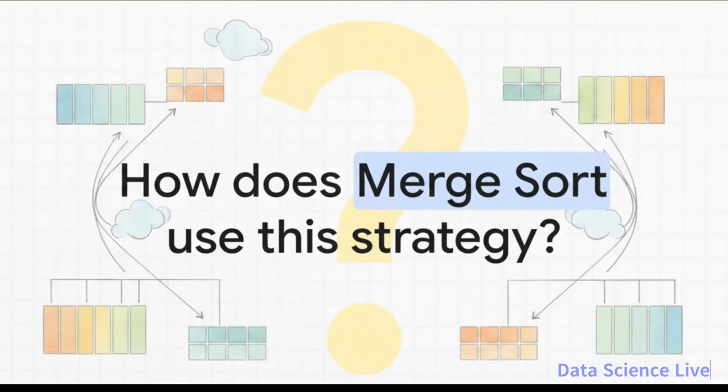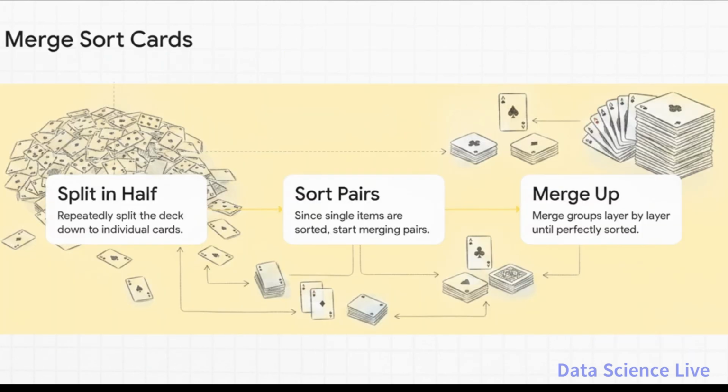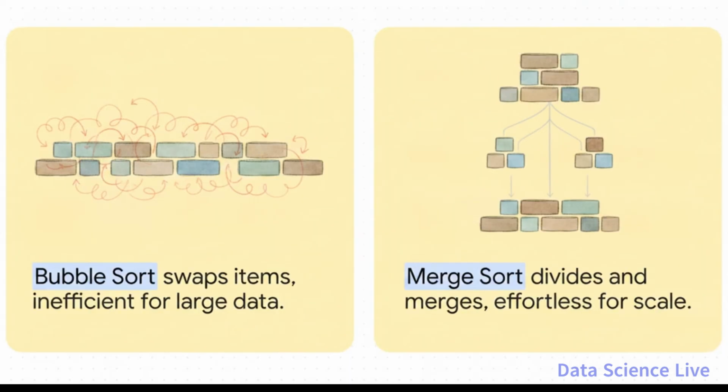Building on that concept, how does the merge sort algorithm use this specific divide and conquer strategy? Take an unsorted deck of cards. Merge sort splits the deck in half, then quarters, all the way down to individual cards. Computationally speaking, a single item is already sorted. The algorithm then merges them back together in perfect order. It does this layer by layer, moving from pairs to groups of 4, then 8s, until the entire deck is unified. To compare the two, bubble sort swaps adjacent items, which makes it highly inefficient for large amounts of data. Merge sort, however, divides and merges, allowing it to handle massive scale effortlessly.